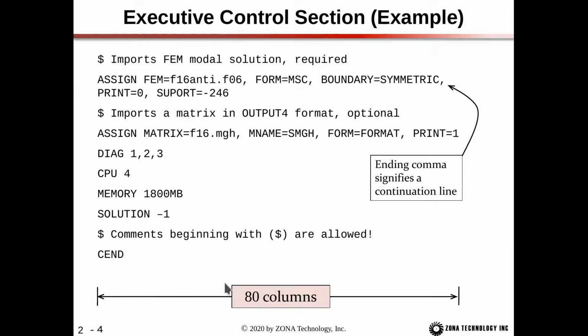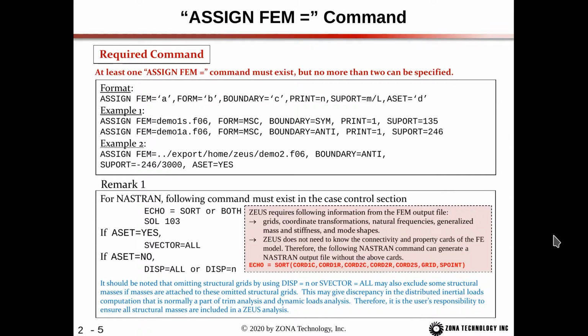And as I said earlier, the entire length of any given line can only be 80 characters long. ZEUS will ignore anything beyond 80 columns. So this is the assign FEM. This is required. At least 1 assign FEM must exist, and no more than 2 can be specified.